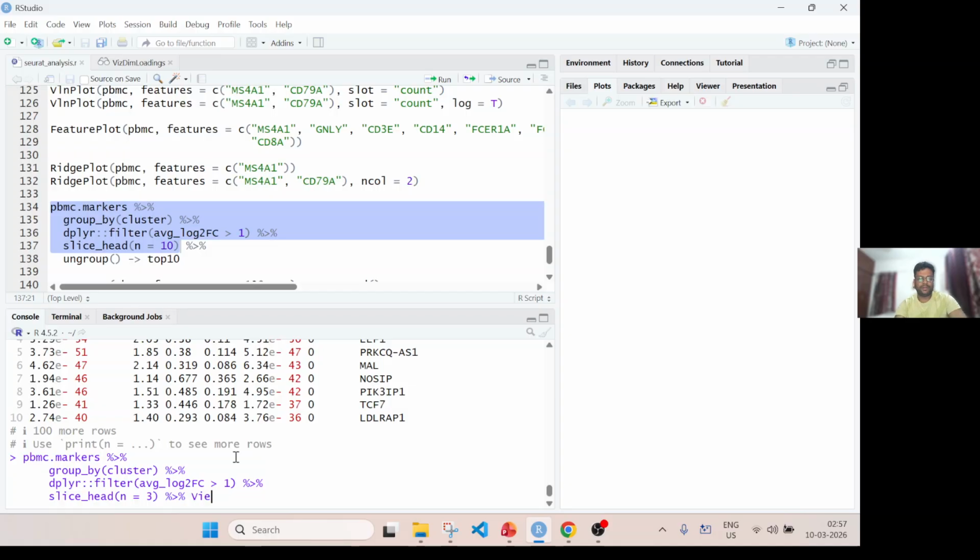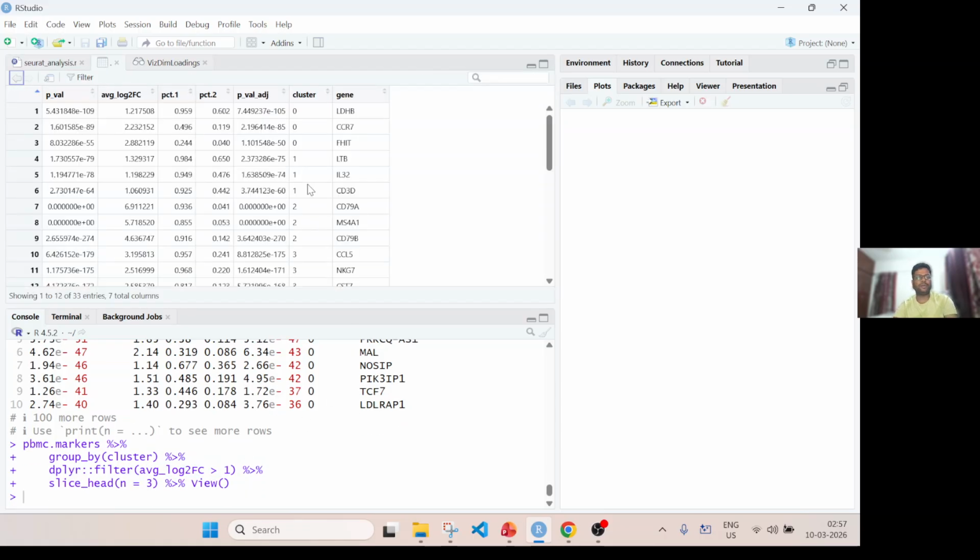Okay, and I'm doing view. What I did, you take the marker, group by clusters, and give a condition that only fold change greater than 1, and just take 3 and just visualize this. So for the first cluster 0, these 3 are the marker genes. Second cluster, these are the genes. So only the top 3 genes for each cluster I'm displaying here.